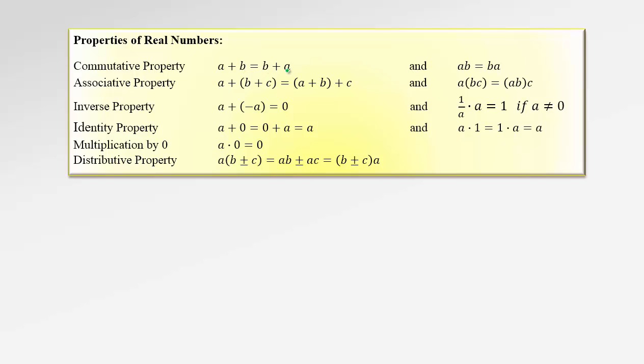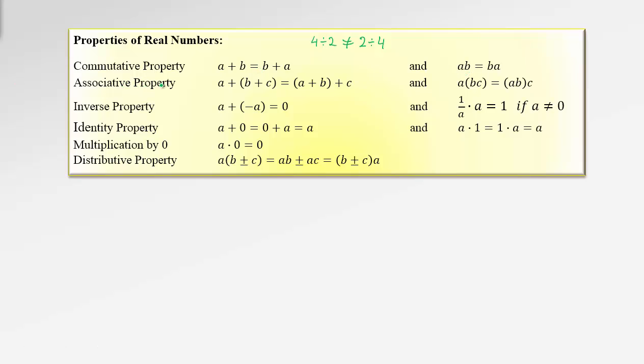Notice that subtraction and division won't work. For example, 4 subtract 2 is not the same as 2 subtract 4. So subtraction is not commutative. Neither is division. 4 divided by 2 is not the same as 2 divided by 4. This is 1/2 and this is 2. So only addition and multiplication are commutative.